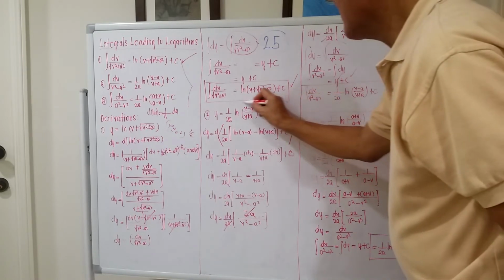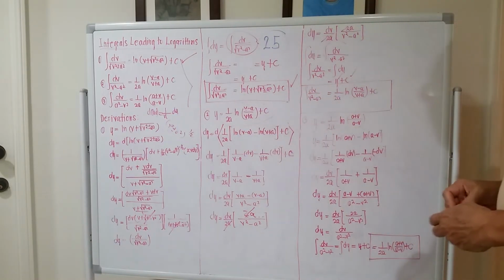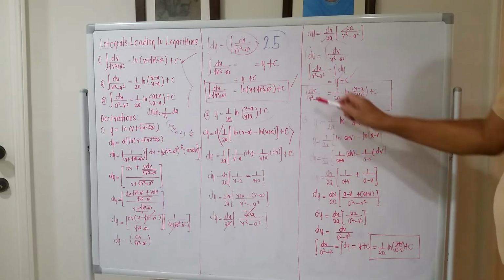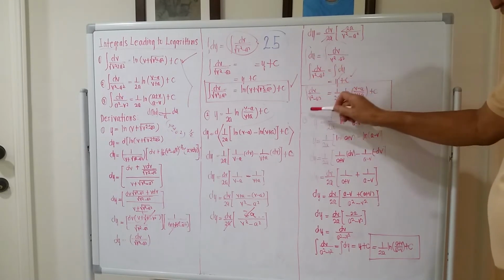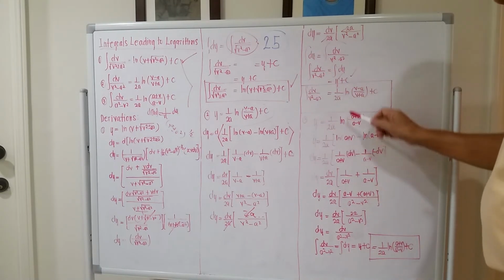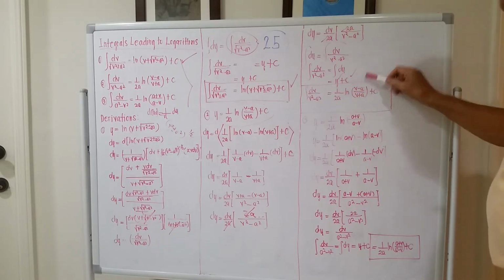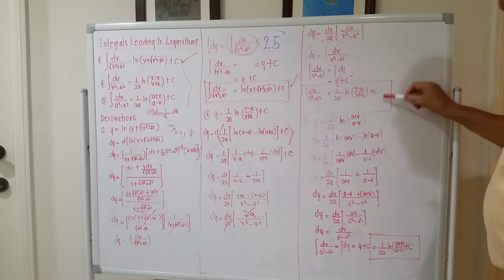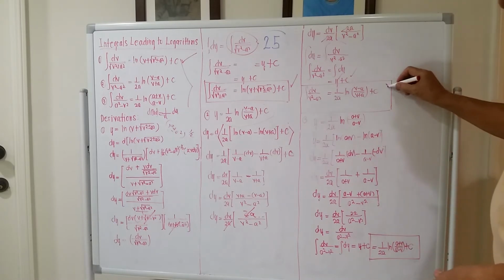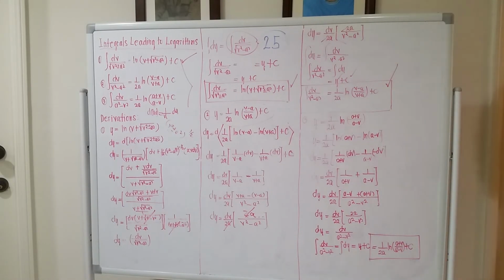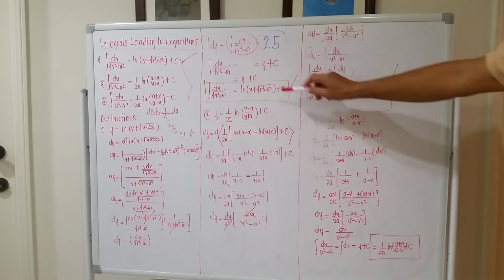Y is this, right? Therefore, formula number 2, the integral of dv over b square minus c square equals 1 over 2a, natural logarithm of the quantity v minus a over v plus a, plus c. That's formula number 2. So memorize this by heart.